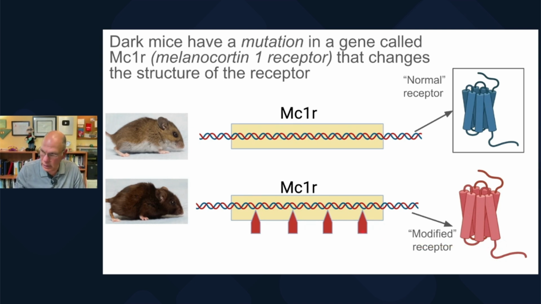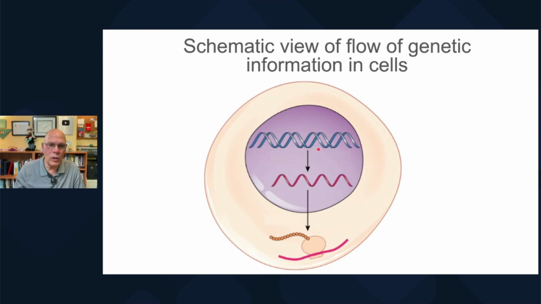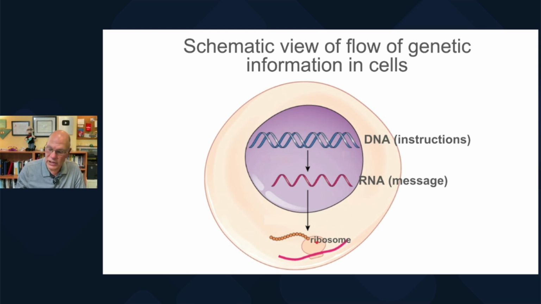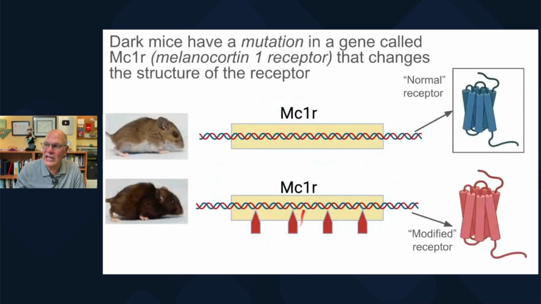So here's a schematic view. And again, just to connect that to what we were talking about before, different DNA is going to lead to different RNA, a different message, and that'll lead a particle in the cell that's called a ribosome to translate a different kind of protein. So just to jump back, that's what we've got going on here. Different DNA leading to different protein.